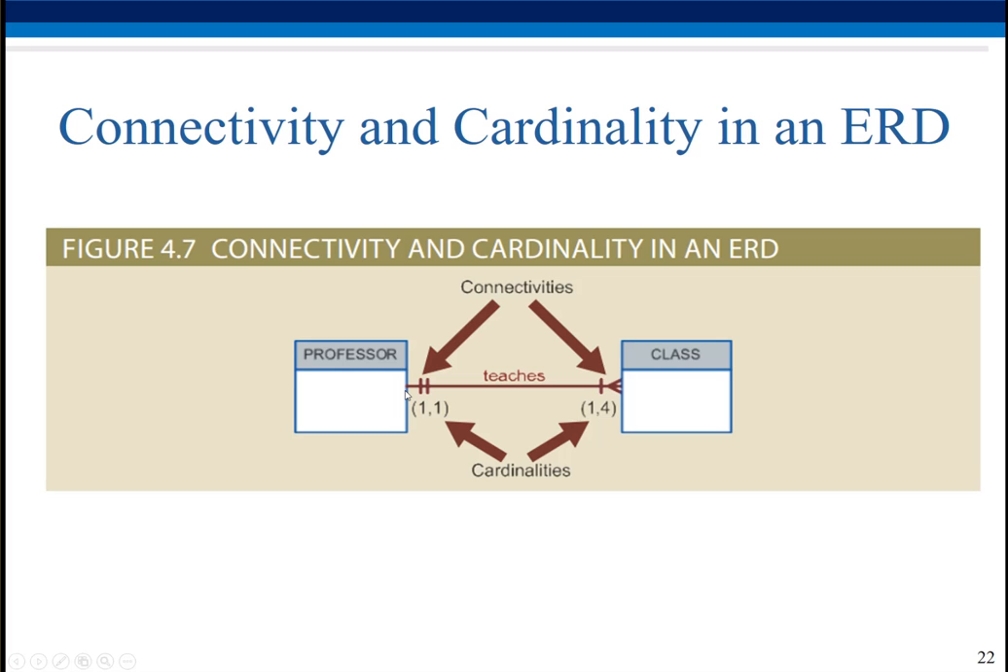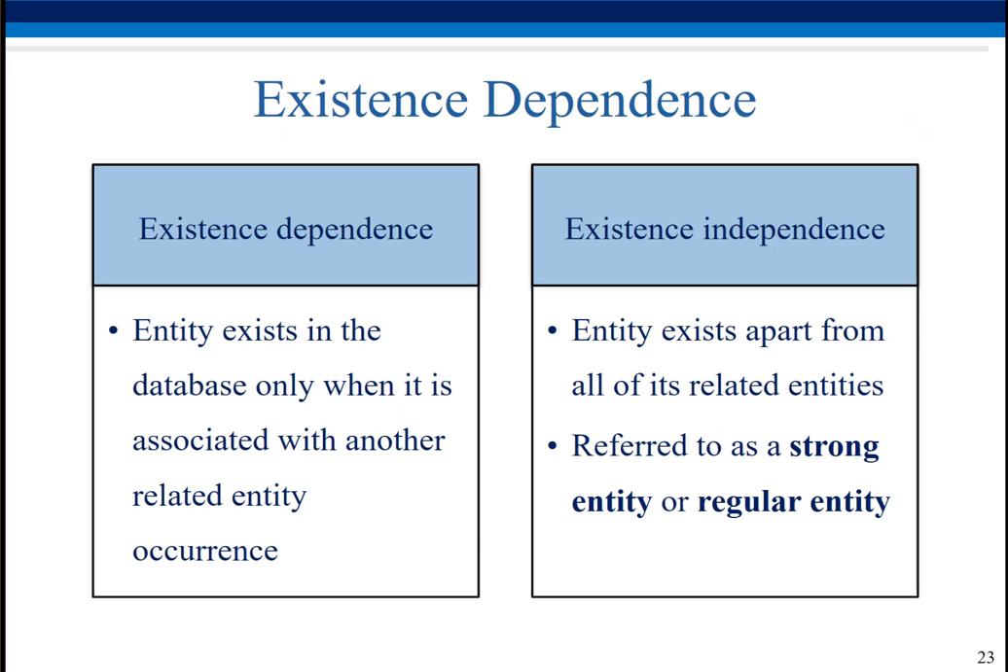If you put the 0 to 1, that means you can have a class without a professor and let it run. However, each professor now can teach a minimum of 1 class and a maximum of 4. However, this again could be modified to 0 to 4, because maybe a professor is on research for a semester and he's not teaching any. So that would be 0 to 4. Again, you have to take that into consideration when you're creating the database, whether or not you're going to do that.